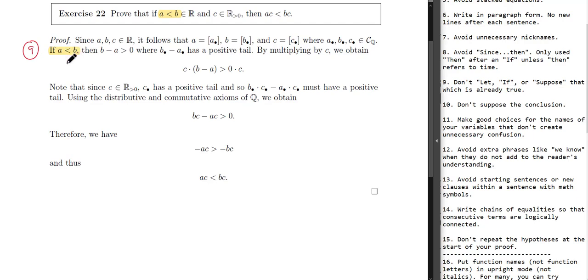Fine. We could say since A is less than B, we have B minus A is greater than 0. Now, when you say "where B dot minus A dot has a positive tail," I think you mean that you're claiming it has a positive tail as a result of B minus A greater than 0. So it's not "where." That's not the right word here. You probably want "thus" B minus A has a positive tail.